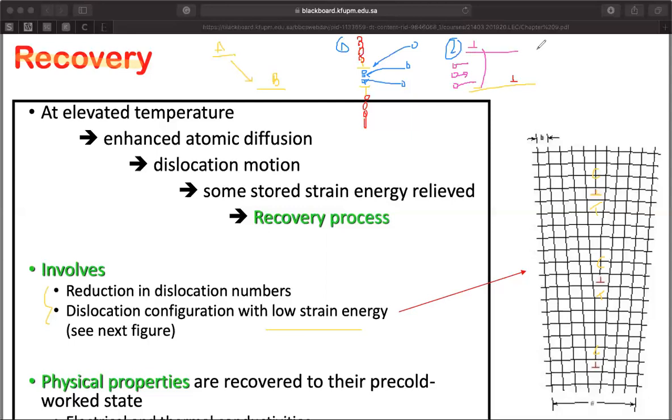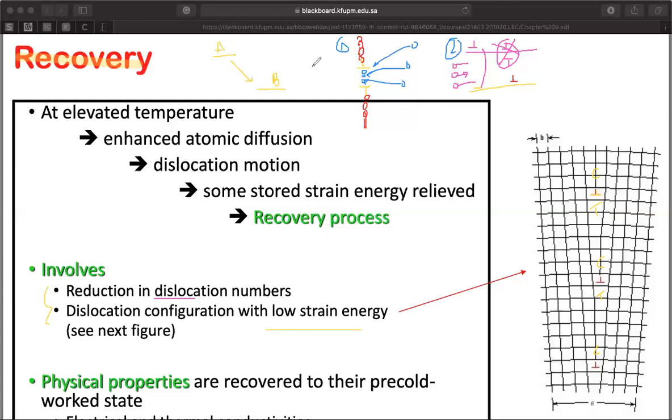Now maybe on this plane there is no dislocation, or there's a lower density of dislocations, or maybe also it can face another dislocation with opposite sign. So when they come together, they cancel each other. So in both these two cases, we can reduce the dislocation number within the material. So what's happening during the recovery stage is we are reducing the dislocation number or lowering the strain energy. The goal is we want to go from A to B.